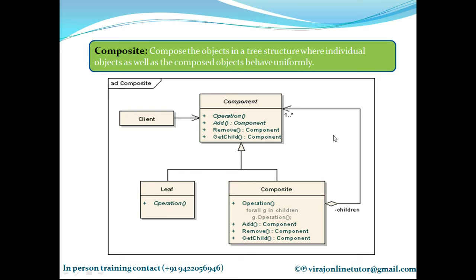Remove means if you want to remove a component from the list that is created using add, then you can remove it using the remove function. And get child will return one node of your list at a time. So this component class will internally have a list of components. The add function will help you in adding elements to that list. The remove function will help you in removing elements from the list. Get child will give you one element from that list at a time.